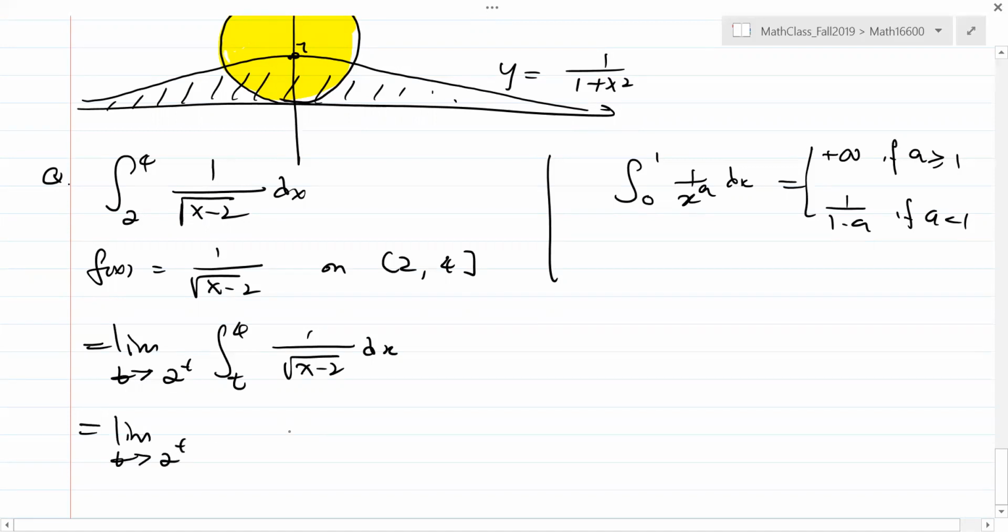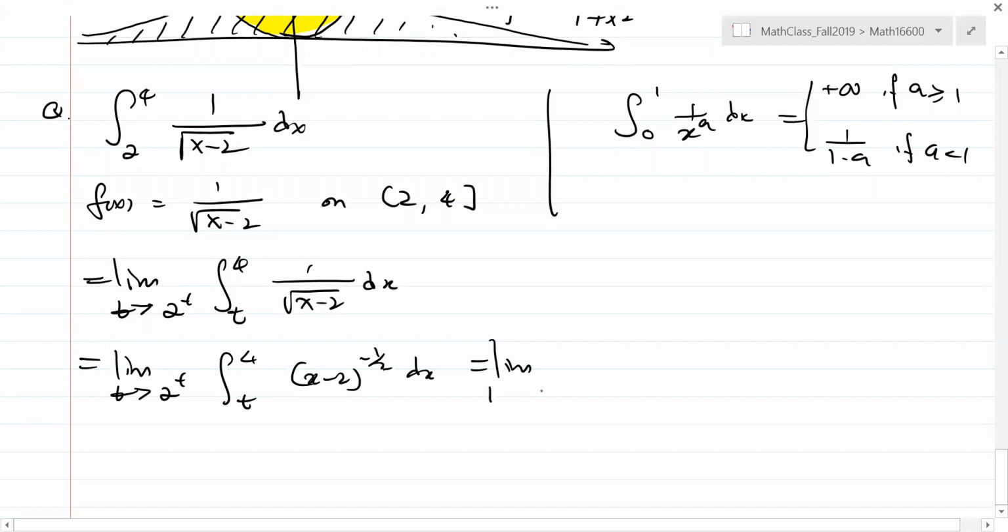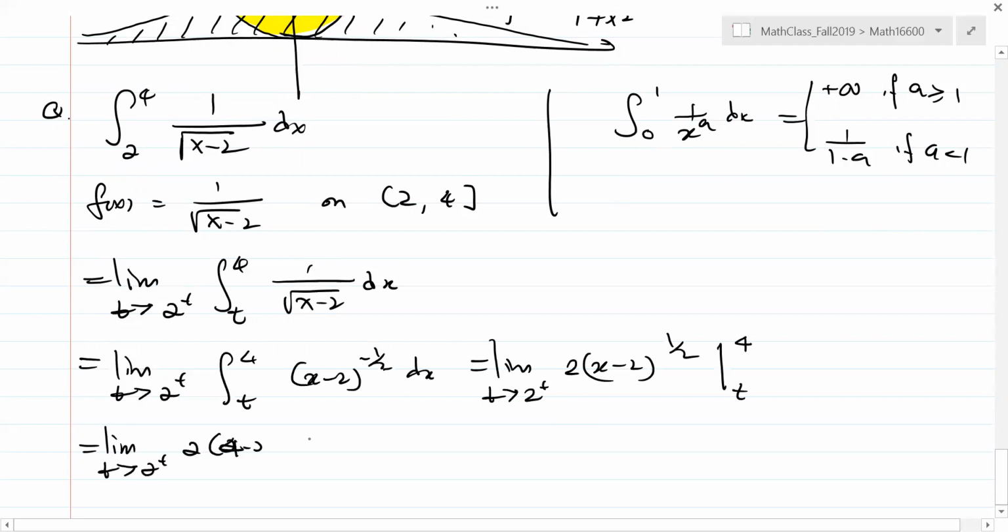Right, so it's going to be x minus 2 to the negative 1/2 dx. So the antiderivative of that function is going to be x minus 2 to the 1/2, multiplied by 2, since when you differentiate, the 2 is gone. So now clearly, we get 2 times (4 minus 2) to the 1/2 minus 2 times (t minus 2) to the 1/2. And clearly, when t approaches 2, t minus 2 approaches 0, because this is the square root of that number, it approaches 0. So the answer is 2 square root 2. It's finite.